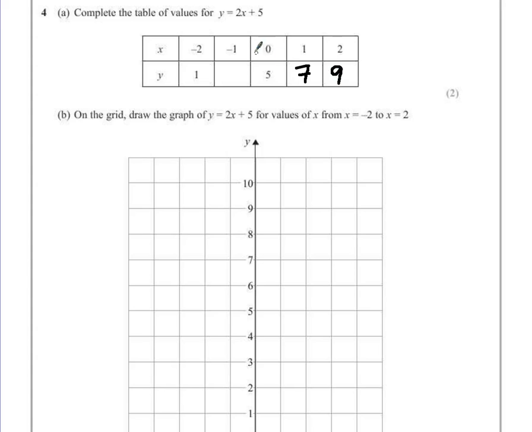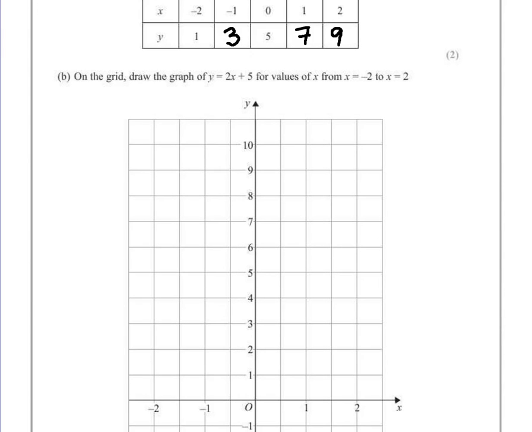Now we should see a pattern here, 1, something, 5, 7, 9, so we can work out that that missing value has to be 3. So even if you're not very good with negative numbers, look for a pattern if you're given a linear equation. Just to prove that works though, negative 1 times 2 is negative 2, negative 2 add 5 is 3, and there's our 2 marks.